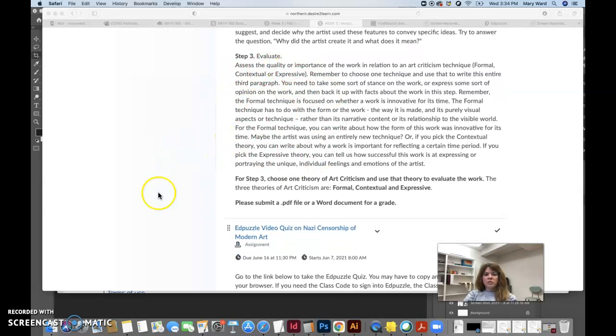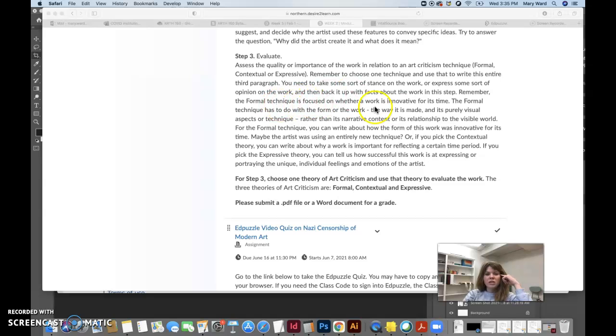And then paragraph 3, you're going to be evaluating. You're going to assess the quality or importance of the work in relation to an art criticism technique. So there are 3 techniques: formal, contextual, or expressive. Choose one technique and use that to write this entire third paragraph. You need to take some sort of stance on the work or express some sort of opinion about the work. Like, this is an important piece of work because it does this. And it should fit into one of those three art criticism techniques. And then back up your theory or your stance with facts about the work.